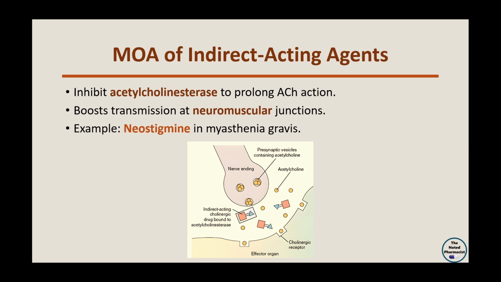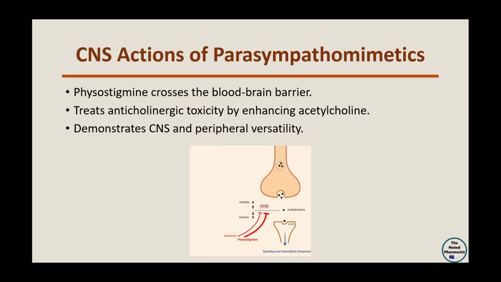Some of the parasympathomimetic drugs exhibit profound effects on the central nervous system, with indirect-acting agents like physostigmine playing a pivotal role. Physostigmine crosses the blood-brain barrier and is commonly employed to counteract anticholinergic toxicity by enhancing acetylcholine levels. This demonstrates the clinical versatility of parasympathomimetics, which extend beyond peripheral action to critical CNS applications.